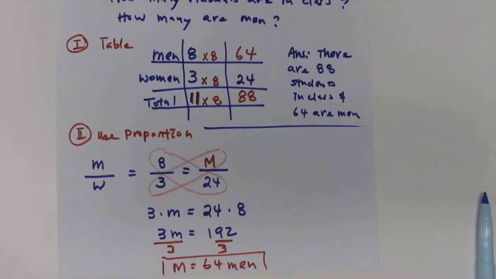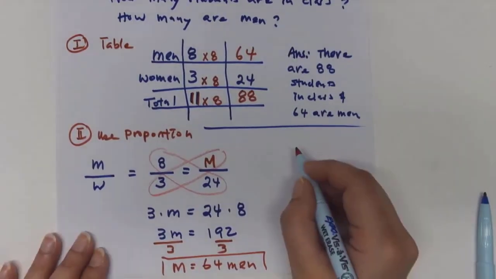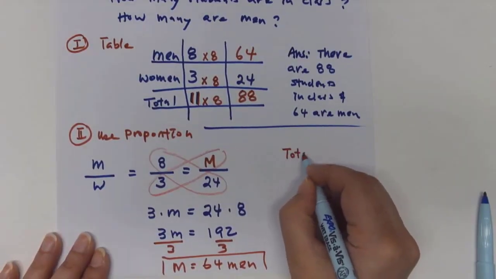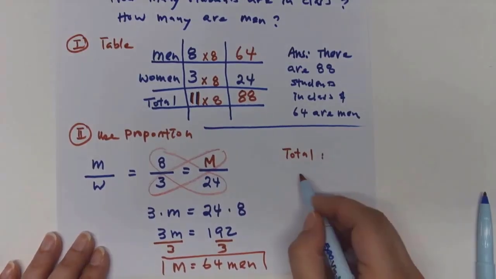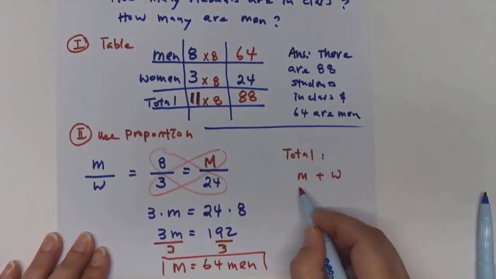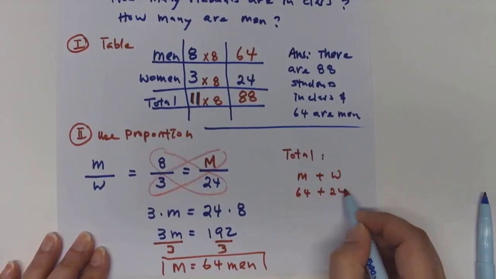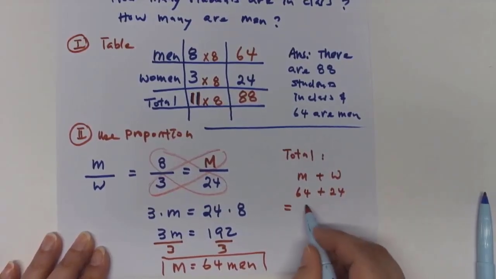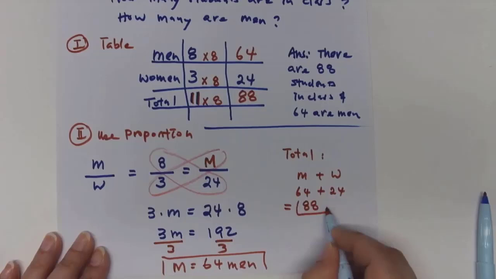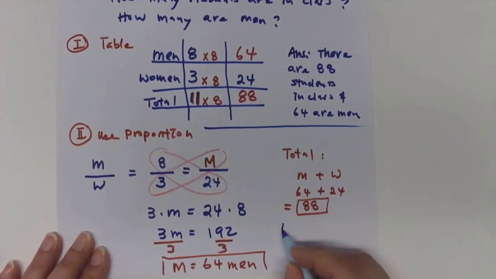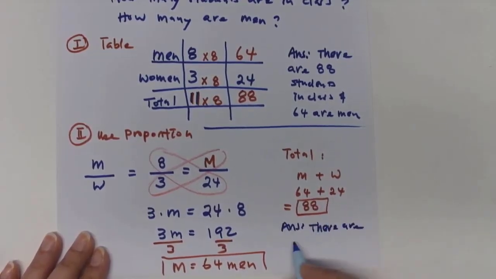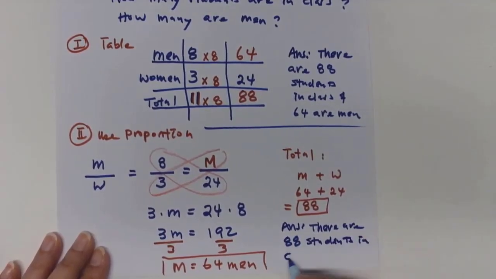They also ask for total, so we have to show the work that how you found the total. How do we find total? Yeah, men and women, so 64 plus the 24 we know, together we have 88 total. So we're going to answer one more time. There are 88 students in class and 64 are men.